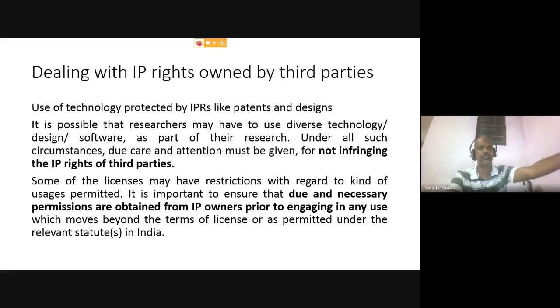So, as I already explained to you, any kind of liability that emerges from infringement of the IP of a third party, and all the permissions, agreements, etc., need to be taken by the academic institution, the research institutions, etc.